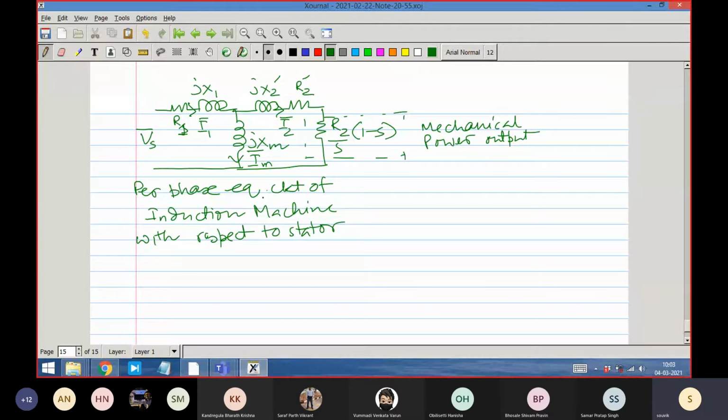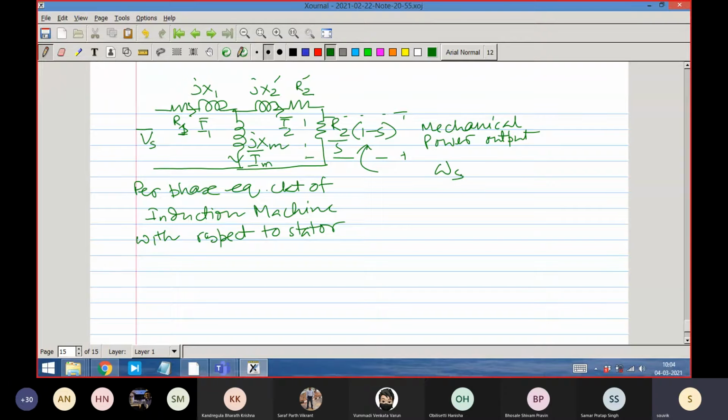Therefore, if you remember the equivalent circuit, this part, R2 by S into 1 minus S, represents the mechanical power output with an equivalent electrical resistance. And this electrical resistance is a function of the rotor resistance and the slip of the machine. S is the slip of the machine, and you know the definition of the slip. Slip is omega S minus P by 2 omega rotor, by omega S.